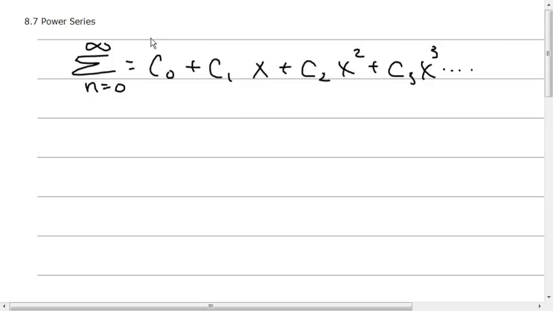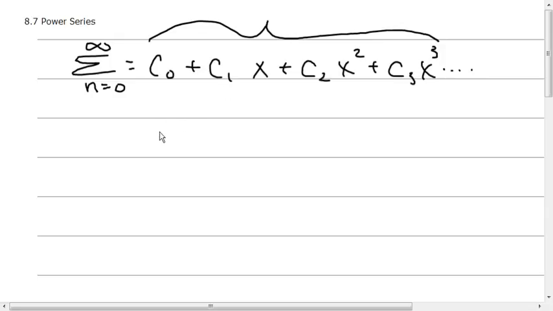It looks a lot like a polynomial. In fact, if we were to just cut it off as a partial sum right there, that would just be a polynomial. It goes on forever, but we'll find the properties of power series in some ways act a lot like polynomials in terms of multiplying and dividing, subtracting, and adding.